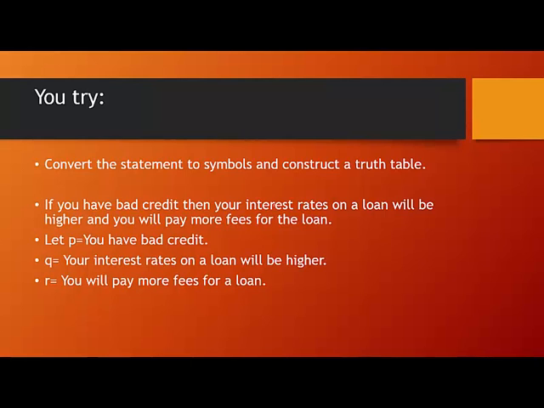So I want you to let P be, you have bad credit. Q is, your interest rates on a loan will be higher. And R is, you will pay more fees for a loan. All right. Pause it, come up with your statement. You may want to check your statement first before you do the truth table. Make sure you got it right with the parentheses. Then fill in your truth table to see how that goes as well.